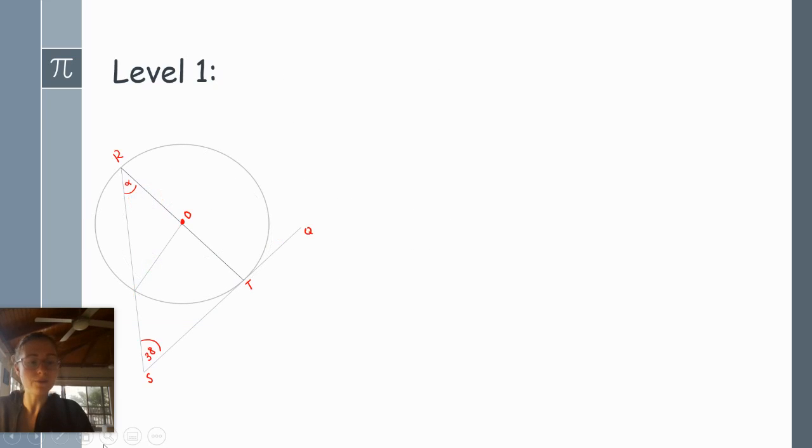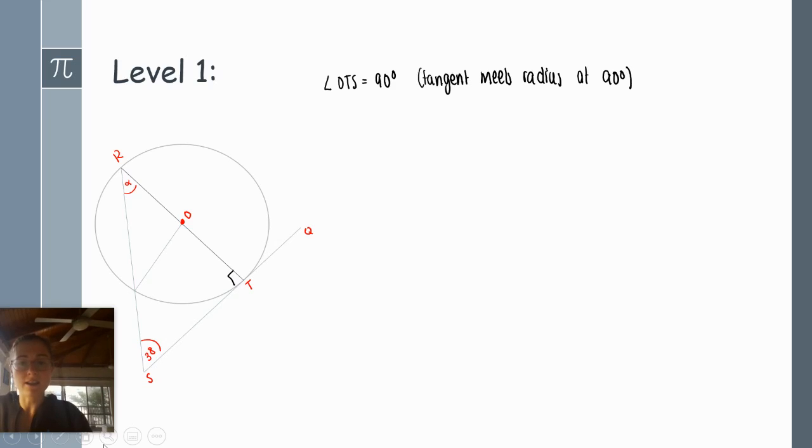So same kind of level here of difficulty. Let's try it. So I've got to find what alpha is. Notice that OTS is 90 degrees because we have that tangent and our radius. Okay, and then there's my reason. Tangent means radius at 90 degrees. That was theorem 1. I don't know why I put a 2 there. That's okay. But what else do we know? We know that the alpha plus 38 plus 90 has to equal 180 because I have the angle sum of a triangle, STR.